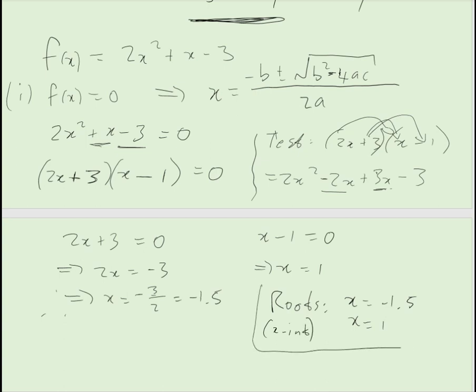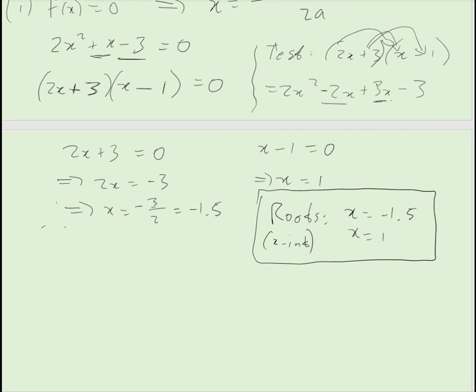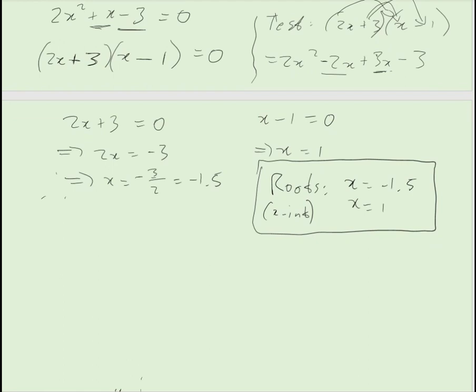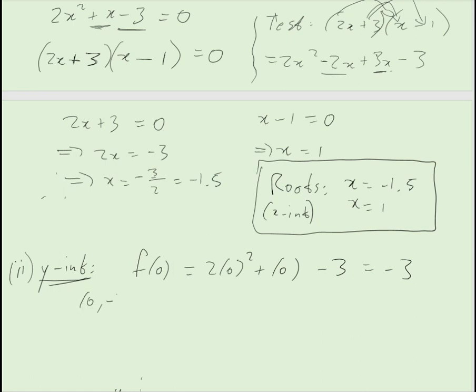Okay, so we've got this part, so we're happy. But we're not completely happy. So let's see what the y-intercept is. So to get the y-intercept, we will set x to 0. So to get the y-intercept, we calculate f of 0. So f of 0 is 2 times 0 squared plus 0 minus 3, and this is just minus 3. So the y-intercept is at minus 3. So the point, of course, will be 0 and minus 3.